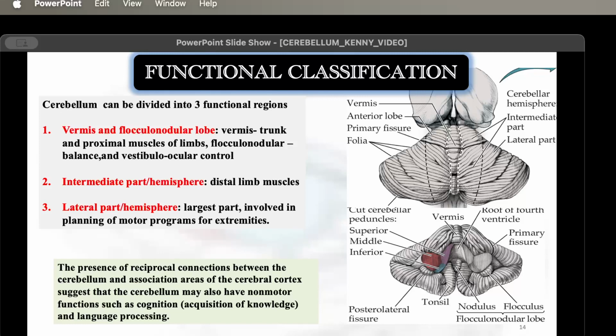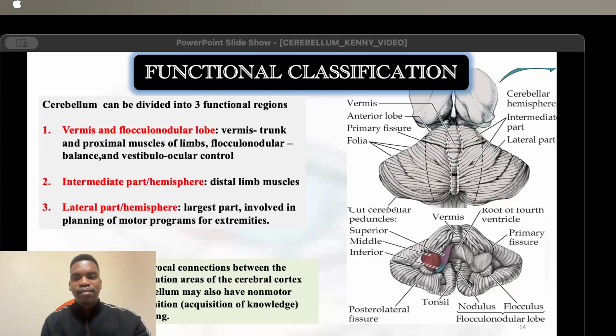So let's now dive into the functional classification of the cerebellum. This is very important because after this you can explain the symptoms of ataxia and dysdiadochokinesia, but only if you pay attention to this particular slide.